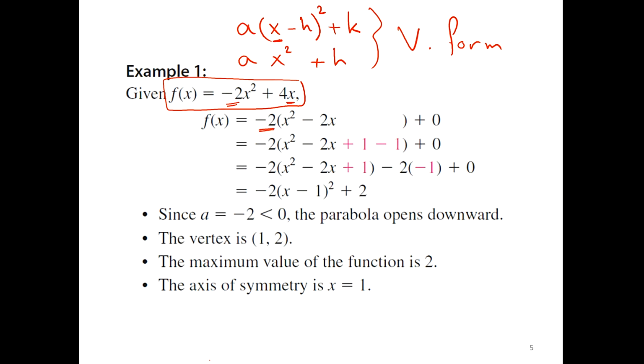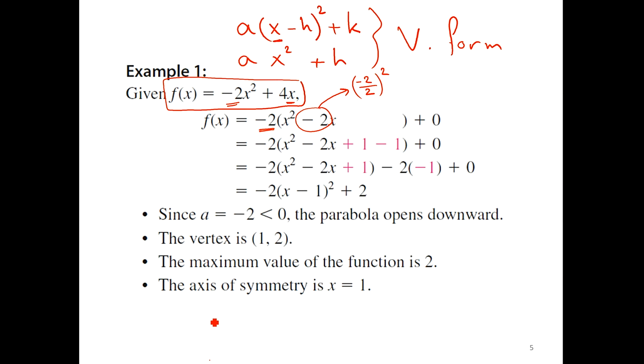This minus 2, take it as common factor from x square and plus 4. So we have x square minus 2x. Now we need to add and subtract the value of this one, minus 2 over 2, all square, like this. Minus 2 over 2, all square.